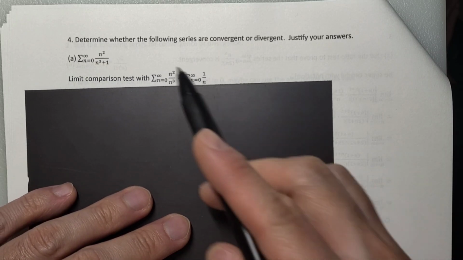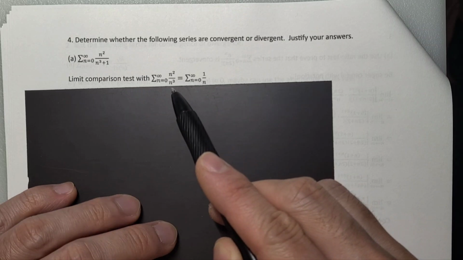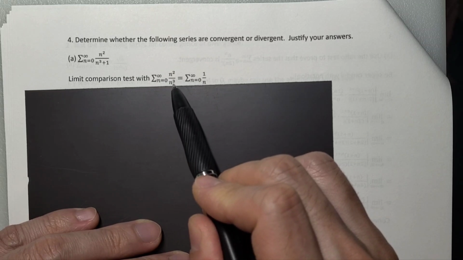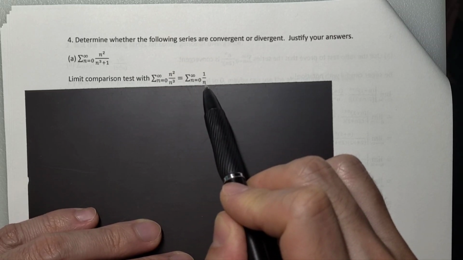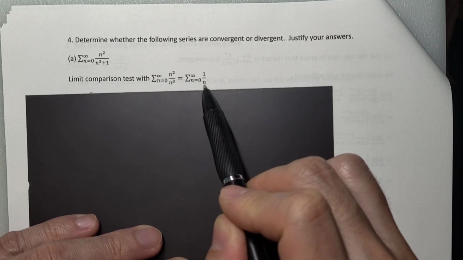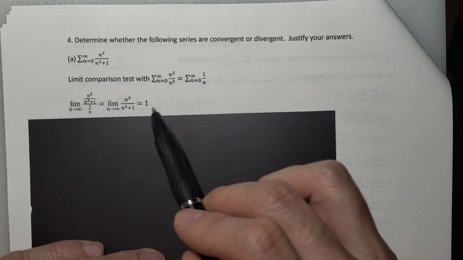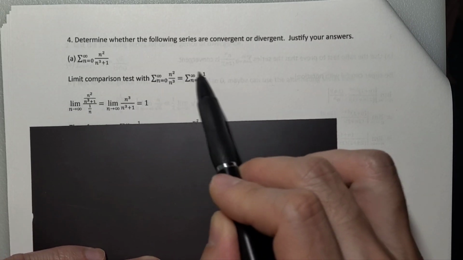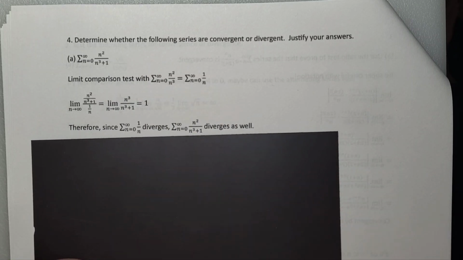The technique is pick the biggest degree on the top and the biggest degree on the bottom. Don't care about the coefficients. The coefficient is just 1, but if there are coefficients, you don't really need them. So this simplifies to 1 over n. We know this diverges because it's a harmonic series. So now we do the limit comparison test. The limit is 1, which is finite and positive. So since this guy diverges, the original series diverges as well.